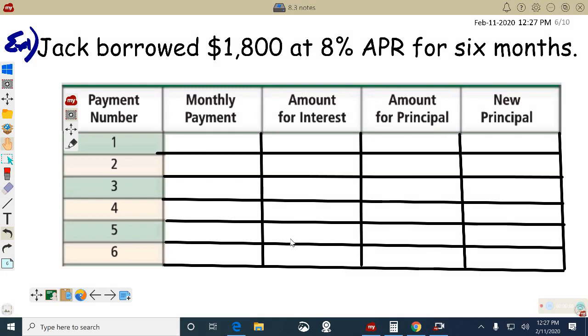So go ahead and finish off the lines of your table. Again, write down example 1 right above it. Jack borrowed $1,800 at 8% APR for 6 months. I'm going to write that down. I'll give you a few more minutes.